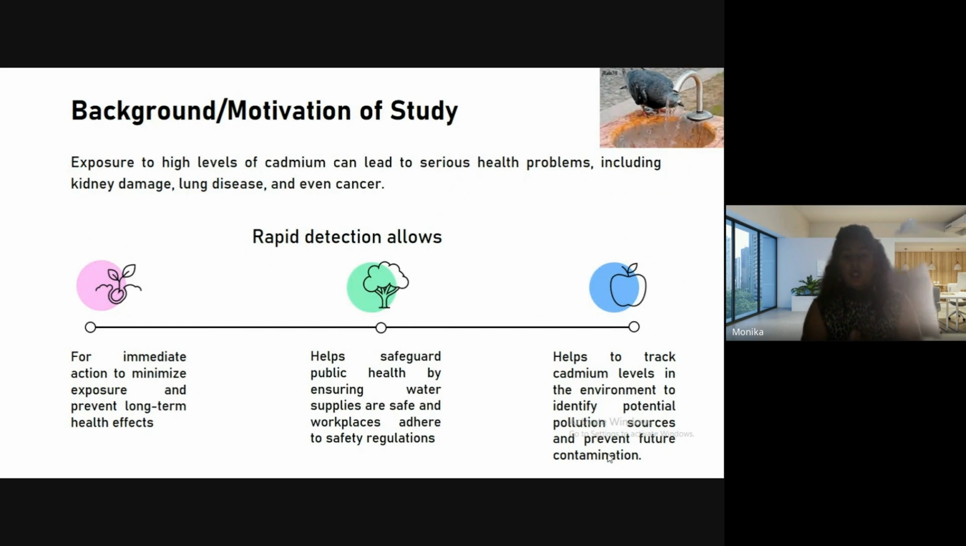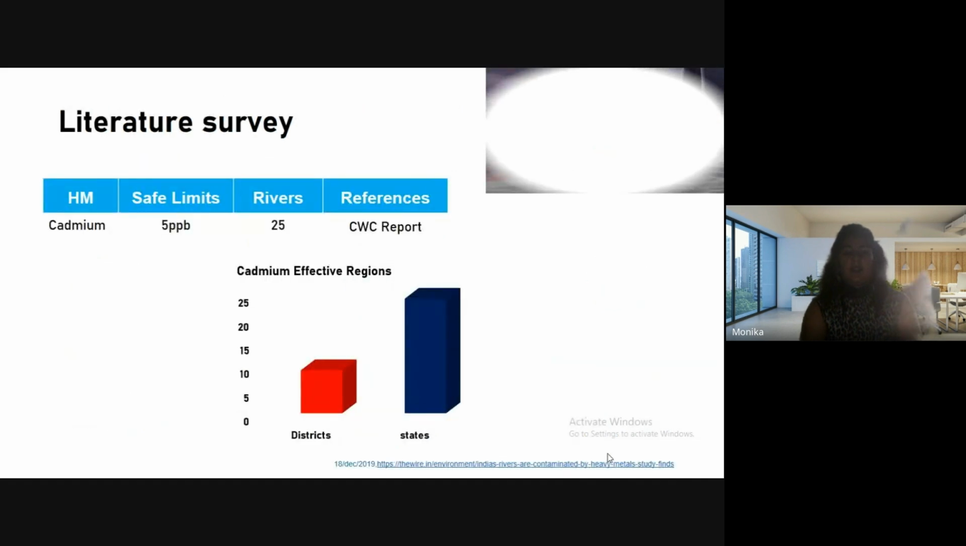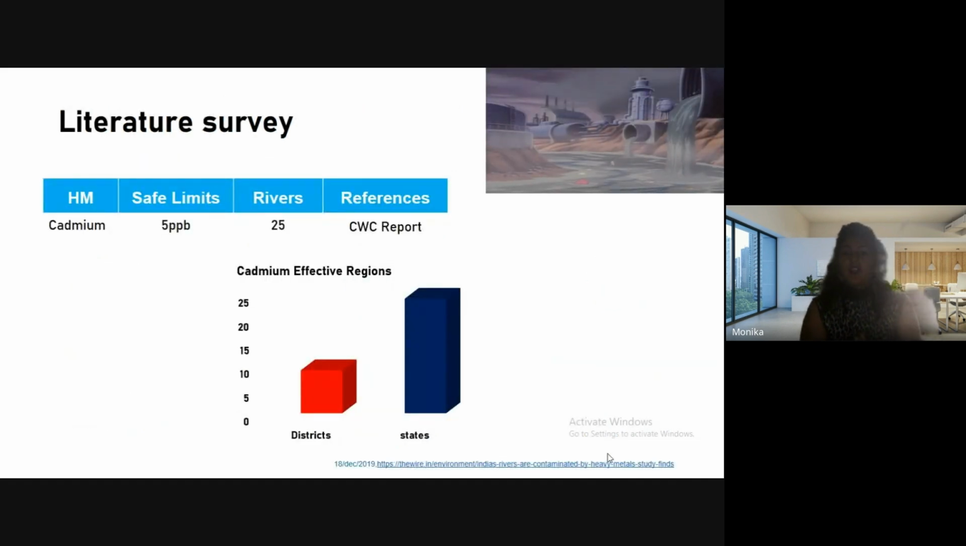The main motive of this study is rapid detection of cadmium ions to ensure immediate action to minimize exposure and help safeguard public health by ensuring water supplies are safe. Also, it helps to track cadmium levels in the environment to identify potential pollution sources and prevent future contamination. As per the literature search, different rivers, districts, and states are suffering from cadmium ion toxicity.